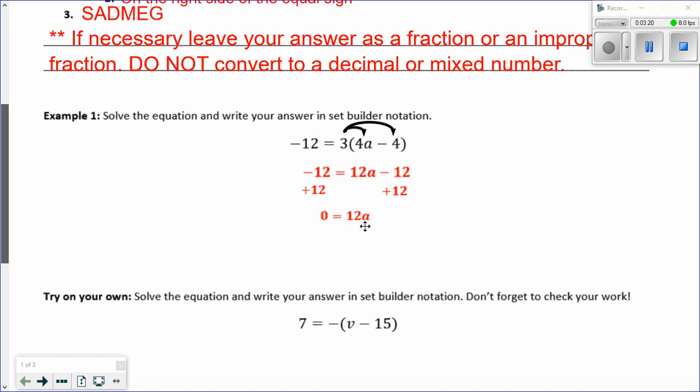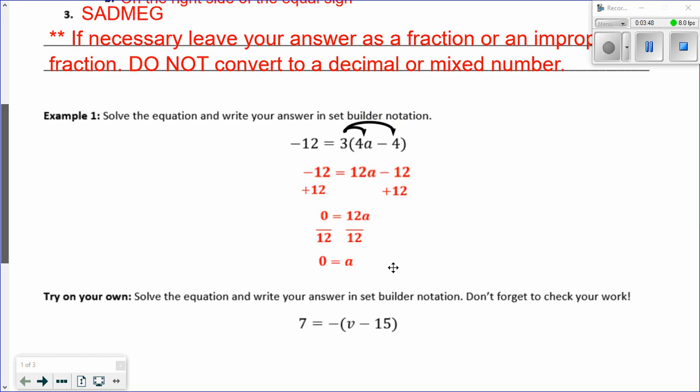I'm going to keep going with this equation until I get the variable by itself. I cannot make any judgments about the answer until the variable is by itself. Okay? So now I'm going to divide both sides by 12. The 12 divided by 12 will cancel out. 0 divided by 12 is just 0. So what I get is a equals 0.